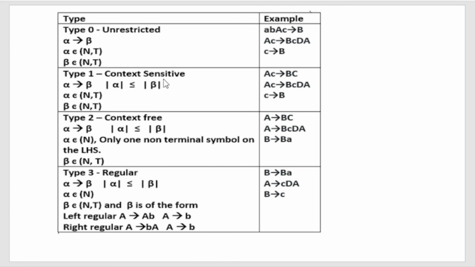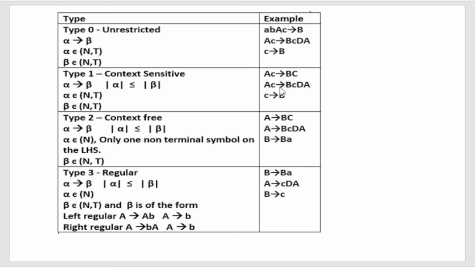Type 1 grammar, the context sensitive grammar, has one restriction: the modulus of alpha is less than or equal to the modulus of beta. In other words, the number of symbols on the left-hand side should be less than or equal to the number of symbols on the right-hand side. Alpha and beta can be any combination of terminals and non-terminals. For example, consider the production rule AC derives BC. Here, the modulus of alpha is less than or equal to the modulus of beta. The number of symbols on the left-hand side is 2, and the number of symbols on the right-hand side is also 2.